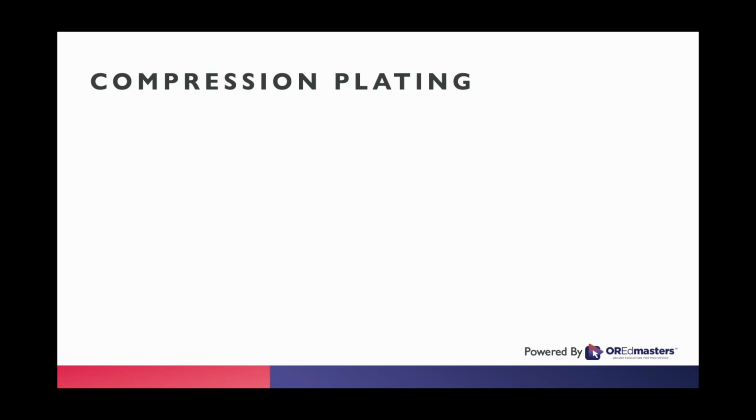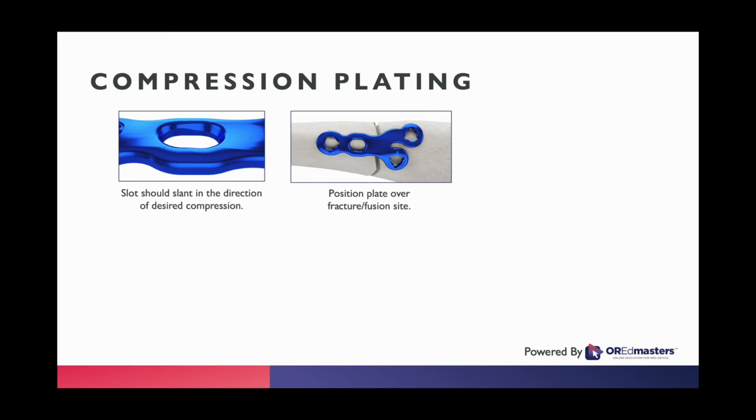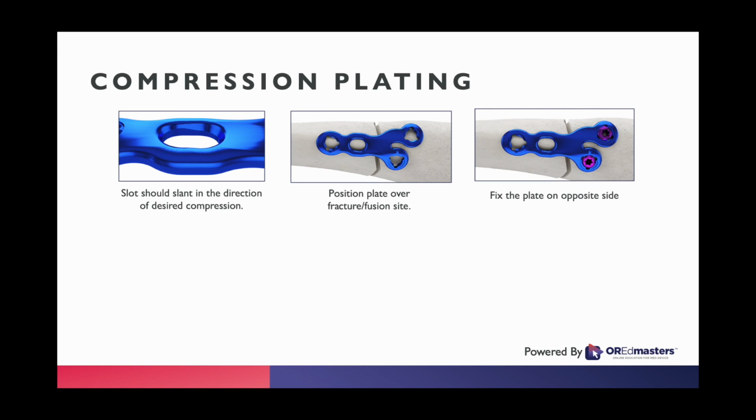Let's take another look at the compression feature of plates. The compression slots have a sloped ramp, which guides the screw in the direction of desired compression as torque is applied. First, place the plate over the fracture or fusion site. The slot should be positioned over the distal fragment. Then fix the plate on the opposite side of the compression slot.